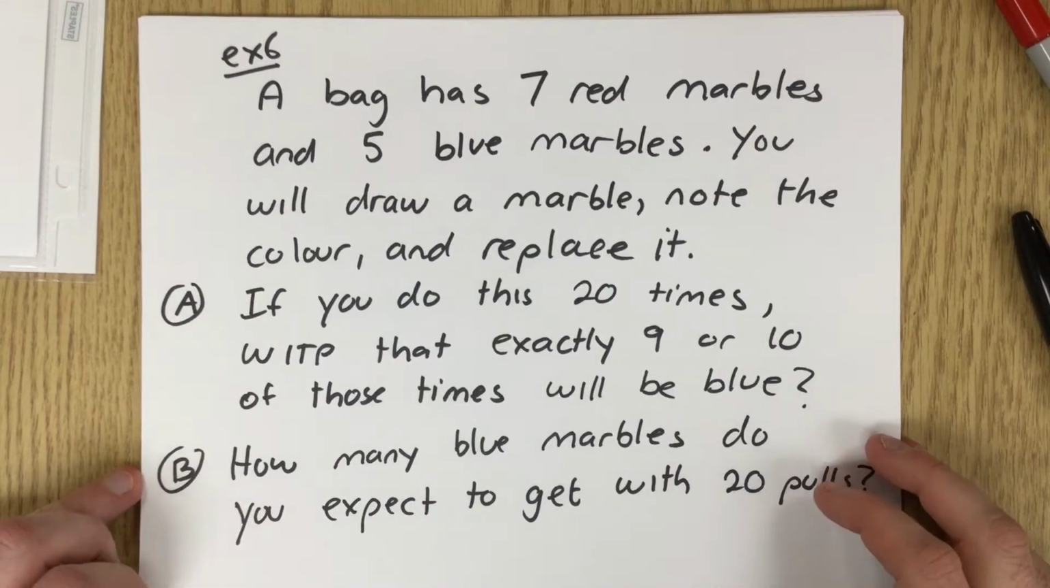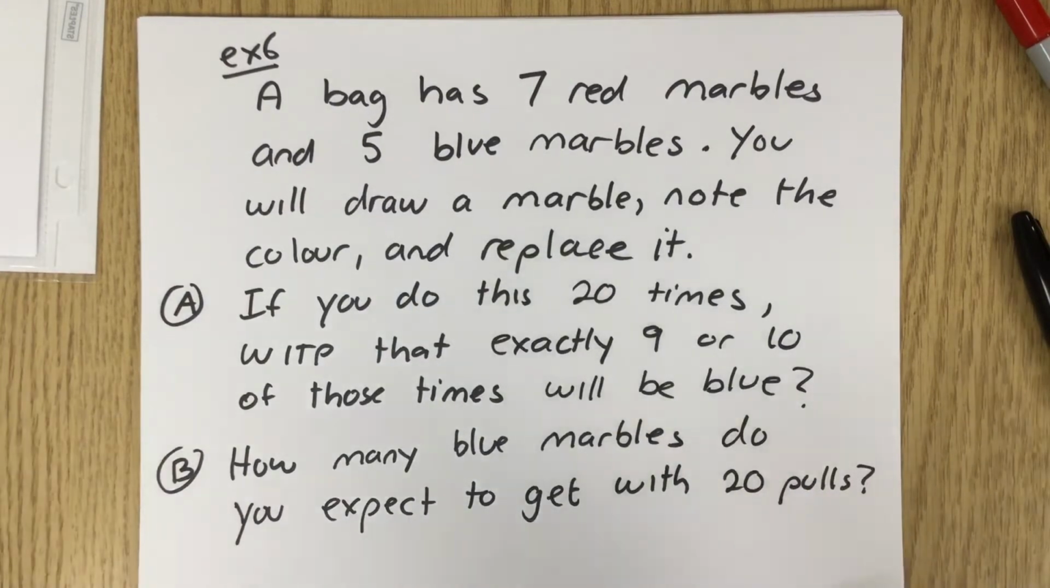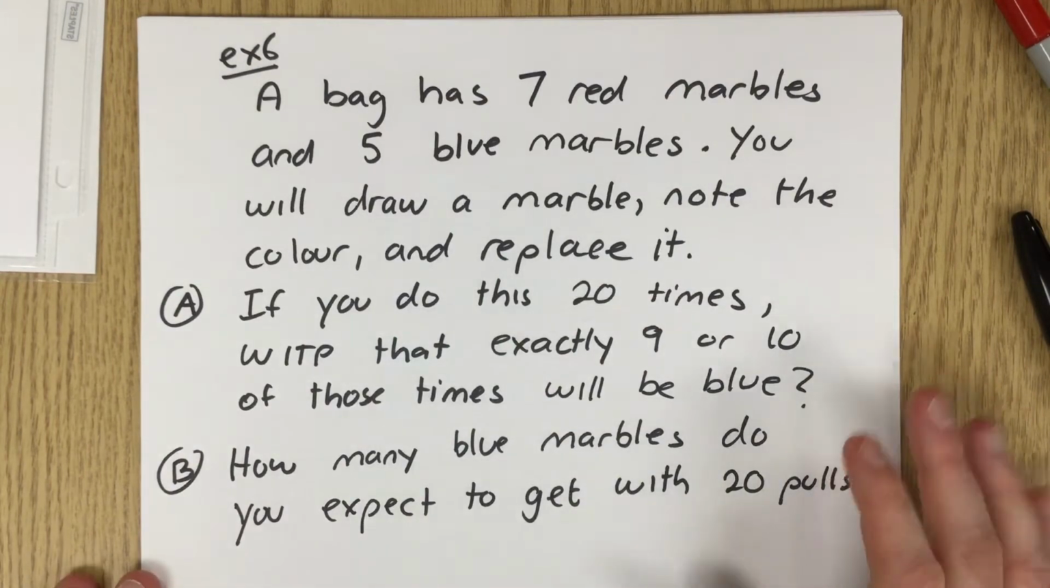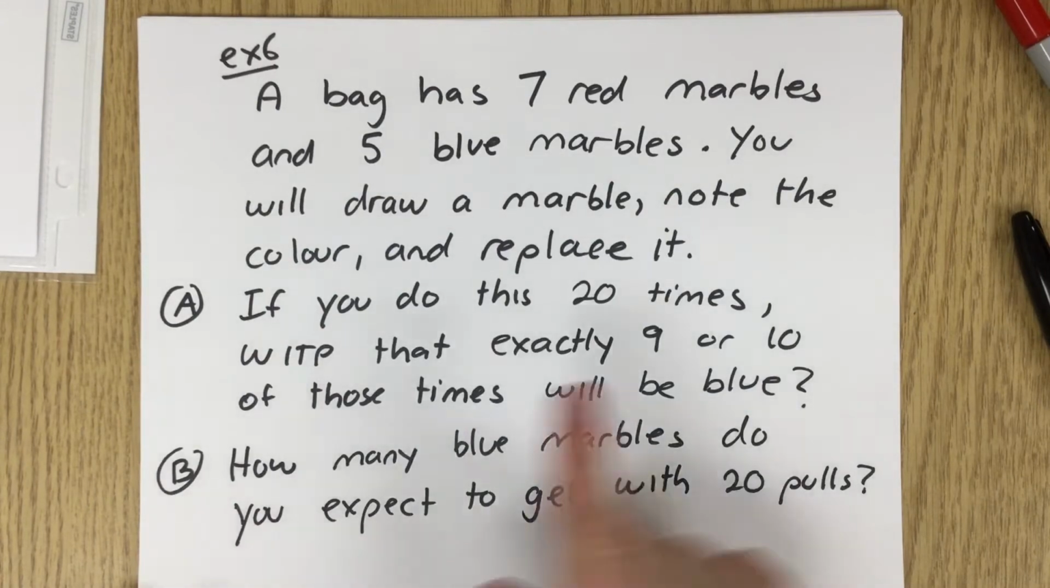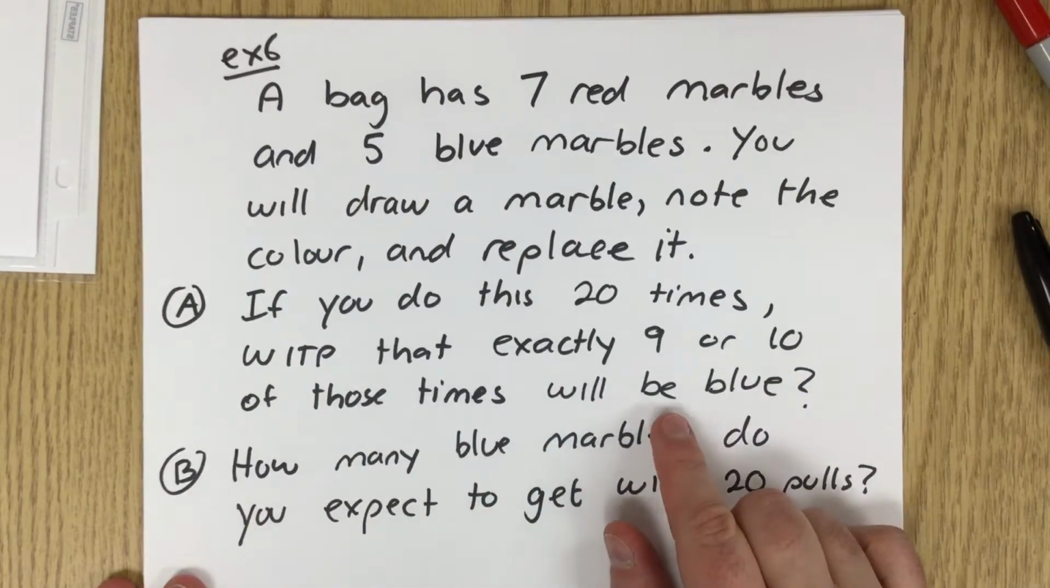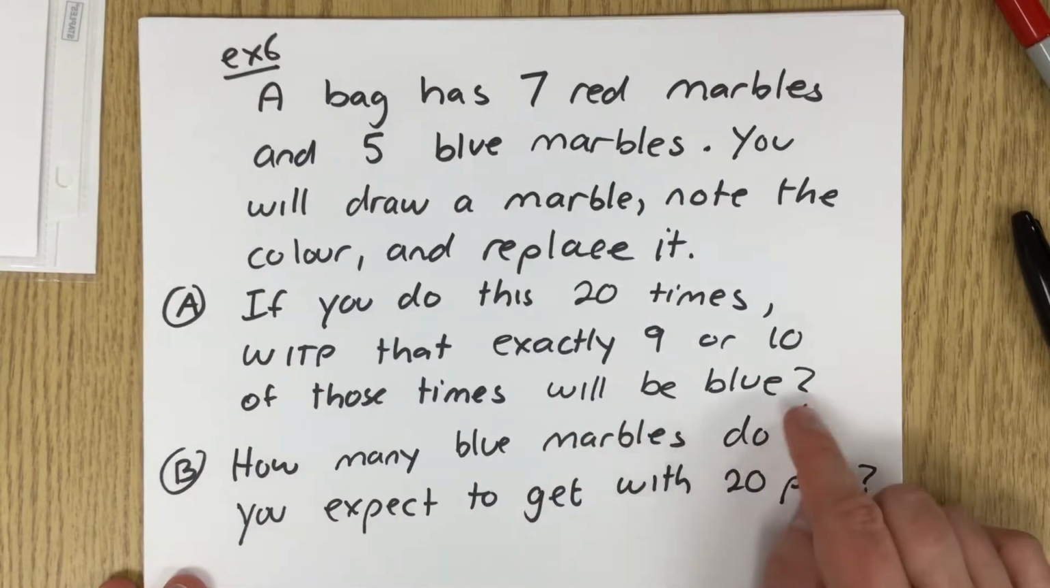Let's do a more complex problem now. We're going to use the expected value from right before, and we'll throw in some other stuff. So write this down. A bag of 7 red marbles and 5 blue marbles. You're going to draw a marble, look at the color, and replace it. What that does is it keeps the probabilities the same, which means it's going to be binomial. If you do this 20 times, what's the probability that exactly 9 or 10 of those times will be blue?